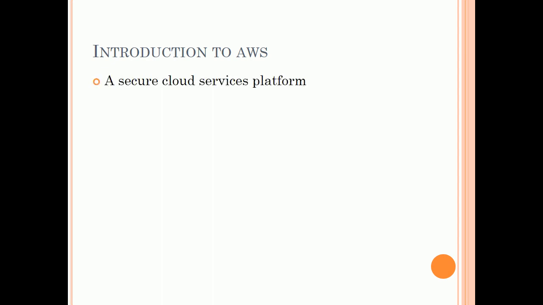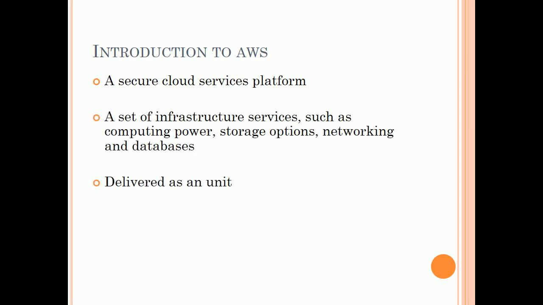AWS is a secure cloud services platform. It is a set of infrastructure services such as computing power, storage options, networking, and databases, which is delivered as a unit. It refers to the suite of cloud computing services which allows us to export all the physical hardware requirement of our company to Amazon, leaving us the time to work on designing the software of our applications. It is available immediately on demand.